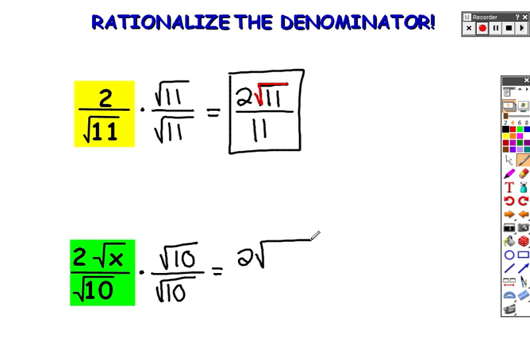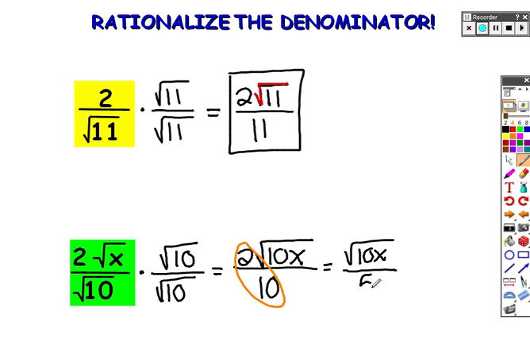The 2 stays out front. The 10 and the x are underneath the square root. And then in the denominator, the square root of 10 times the square root of 10 is the square root of 100, which is just 10. Now I can go ahead and clean up a few things. 2 divided by 10 is a fifth. So I could certainly write this as square root of 10x over 5.